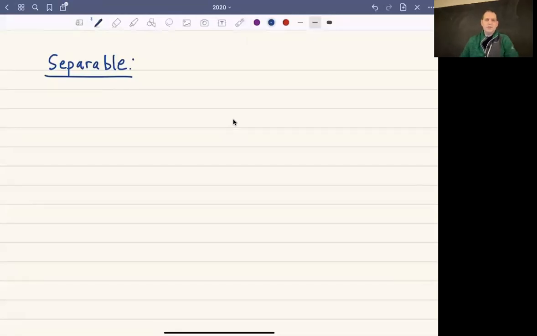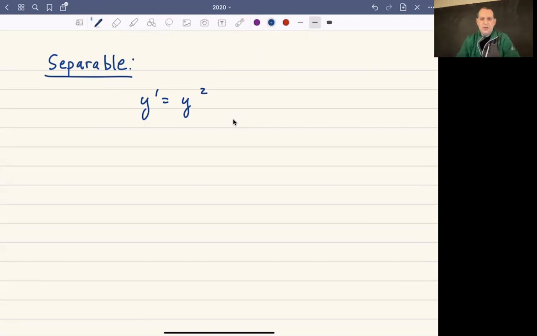All right, our first topic in this course that is genuinely new is I want to start by talking about what are called separable equations. And these are differential equations that can be separated in a certain sense. So these are things like y prime equals y squared. And so this is a separable equation that we'll talk about.